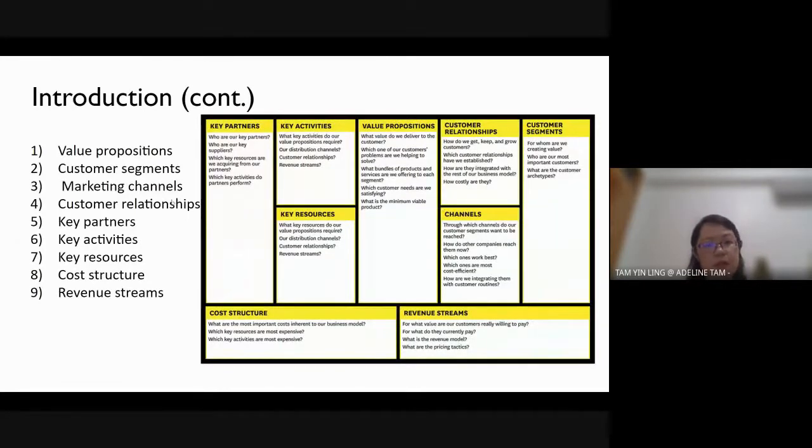Next, customer relationship, meaning how do you build the relationship with the customers? How do you keep a good relationship with the customers? And then number 6, what are the key activities? How do we distribute through our distribution channel, and whether these activities will help us to earn a lot of profit? And then next, key resources.